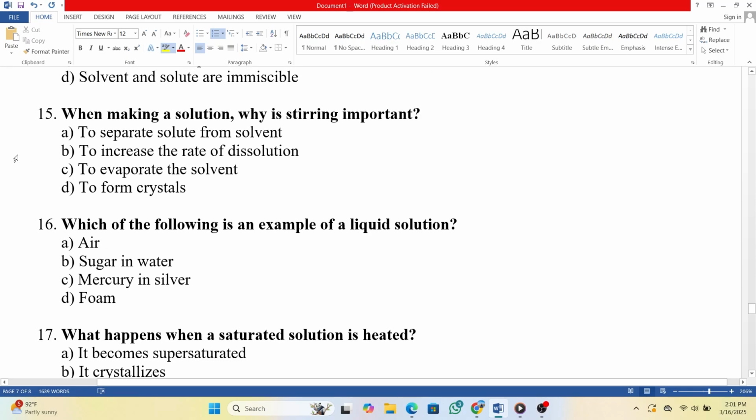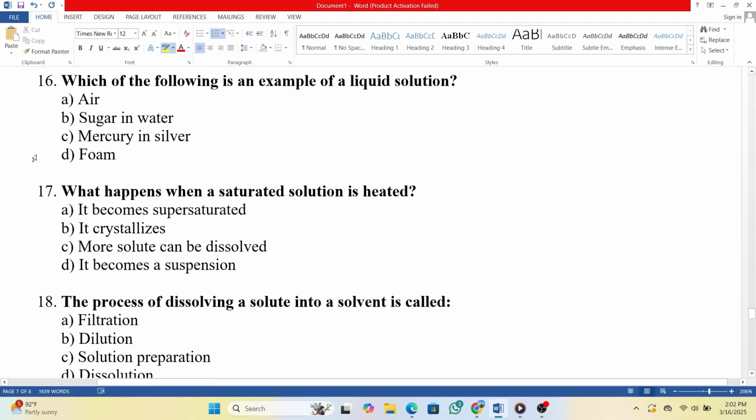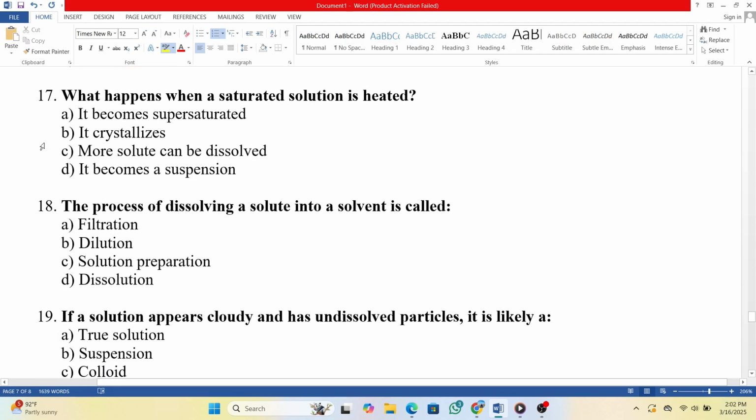A. To separate solute from solvent. B. To increase the rate of dissolution. C. To evaporate the solvent. D. To form crystals. Answer, B. 16. Which of the following is an example of a liquid solution? A. Air. B. Sugar in water. C. Mercury in silver. D. Foam. Answer, B. 17. What happens when a saturated solution is heated?